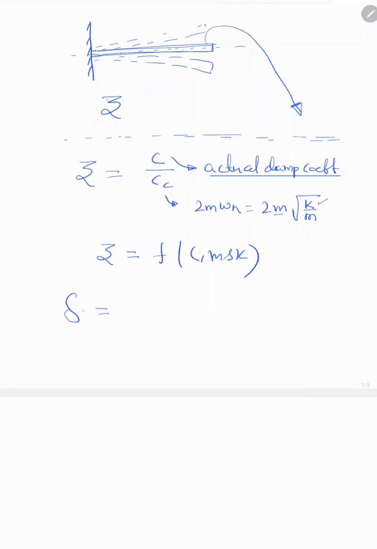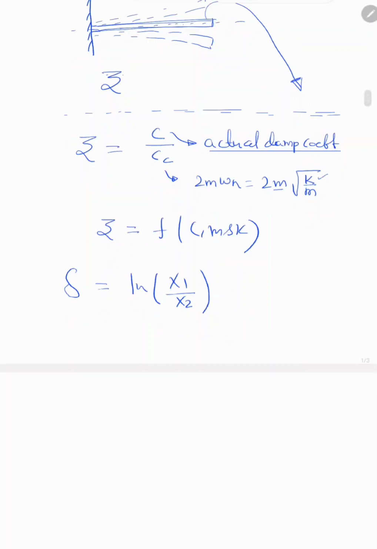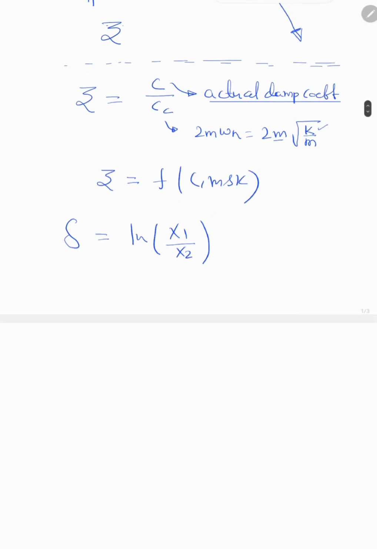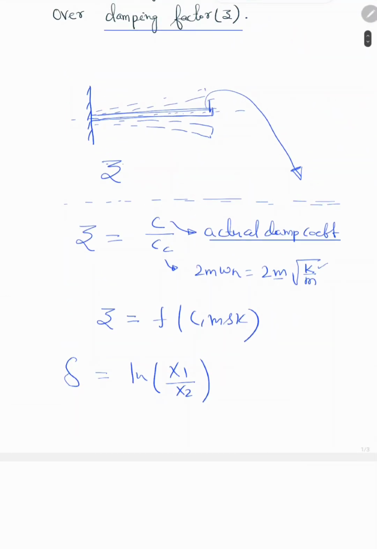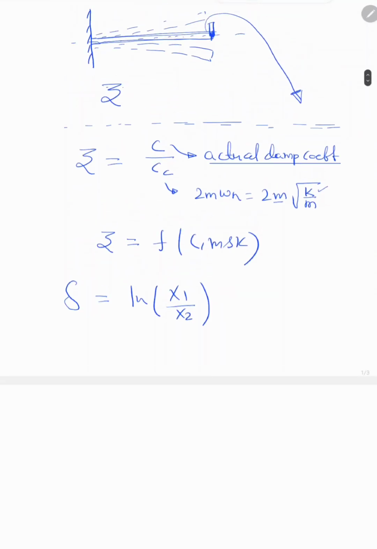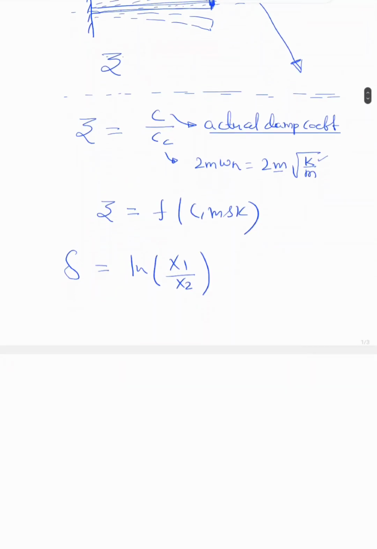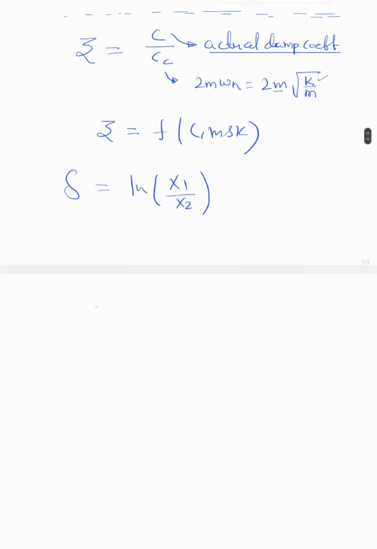We know that the logarithmic decrement is given as natural log of x1 over x2. x1 and x2 are basically two consecutive peak displacements after the system gets the initial disturbance, and we are able to get this response of the disturbance by using some sensor like an accelerometer. We will put an accelerometer here, and after getting the initial disturbance, this accelerometer will capture the response of this initial disturbance. Let's suppose the response captured is like this one.